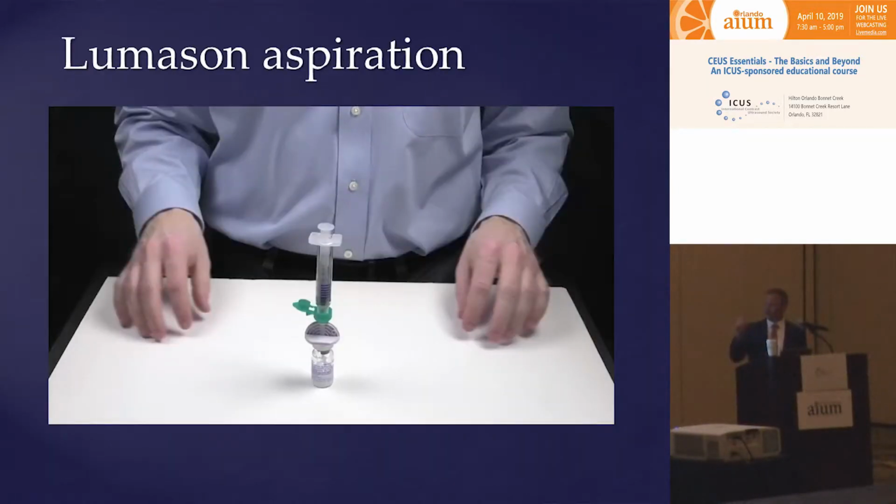On occasion, you might end up with a small bubble of air in your syringe. Using this spike, it's safe to inject this air bubble back into the vial of the Lumason. If you need additional agent, just draw it in your syringe.